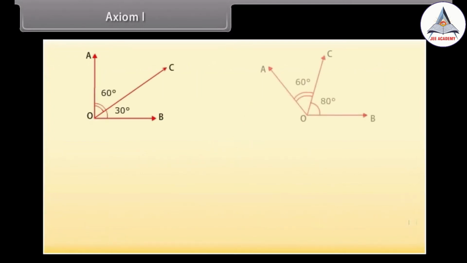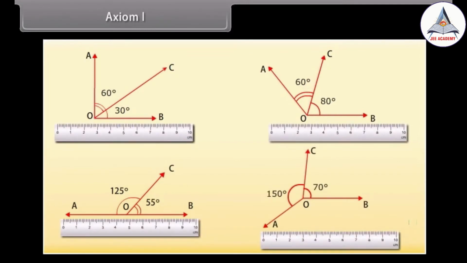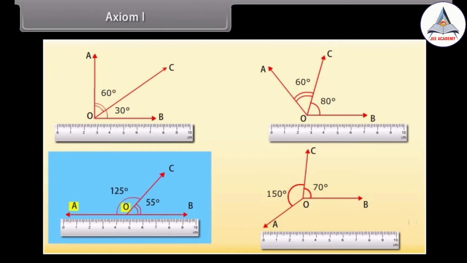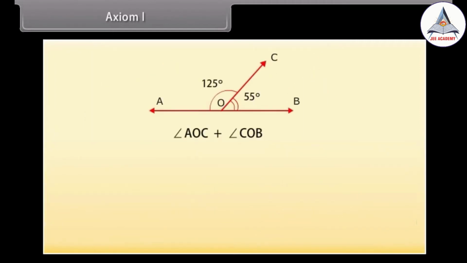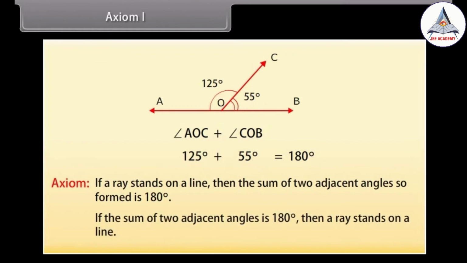Draw adjacent angles of different measures. Keep the ruler along one of the non-common arms in each case. You will find that only in this figure, both the non-common arms lie along the ruler, that is, points A, O and B lie on the same line and ray OC stands on it. Also, we can see that angle AOC plus angle COB is equal to 125 degree plus 55 degree, which is equal to 180 degree. From this, we may conclude that this statement is true.